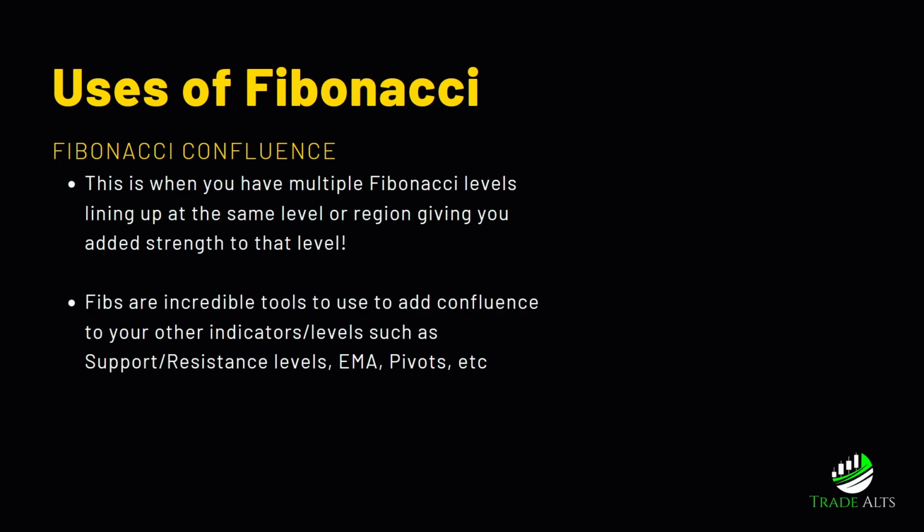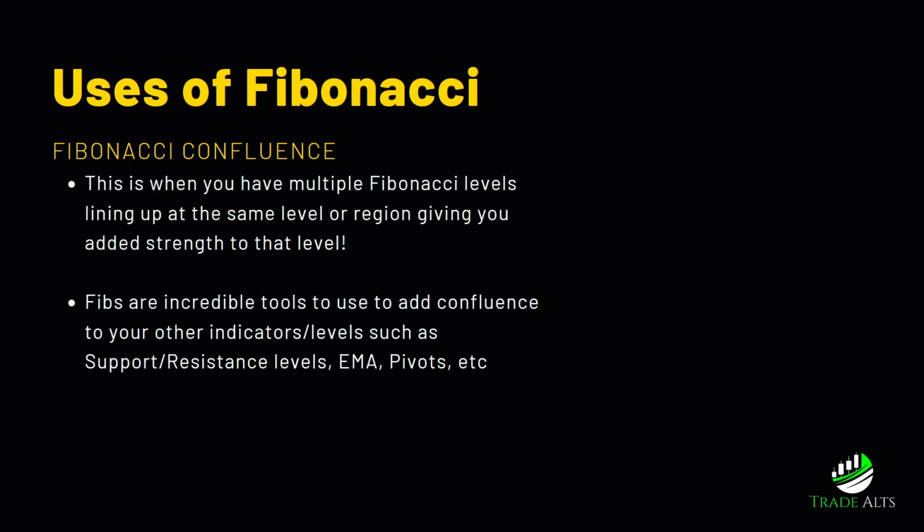And one thing that is incredibly important is Fibonacci confluence. This is something that I definitely use in my trading quite a bit. It's simply when you have multiple Fibonacci levels lining up at the same level or the same region. When you see that happen, it gives you added strength to whatever level you're looking at. For example, which I'll walk you through in the next slide, when you have multiple Fibonacci retracement pulls that could be at different points in the market structure, and the levels line up with each other, that gives you Fibonacci confluence, telling you that the level is likely to be respected, right?